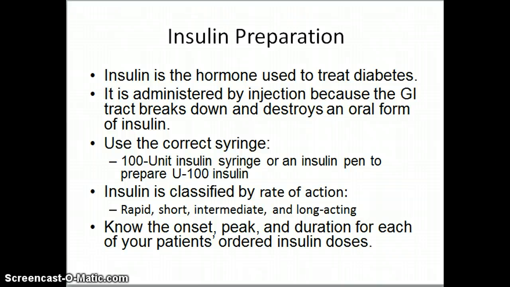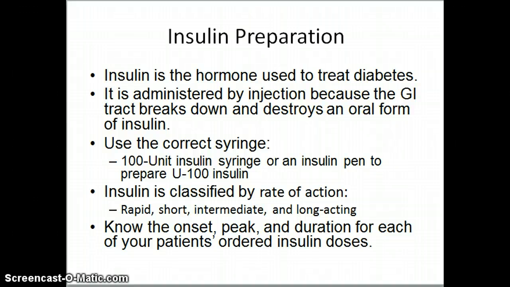Insulin provides a very safe and effective means of controlling blood sugar. We need to know as nurses the onset, peak, and duration of each type of insulin so we can anticipate when that insulin is working at its hardest, and they might potentially have a hypoglycemic reaction.